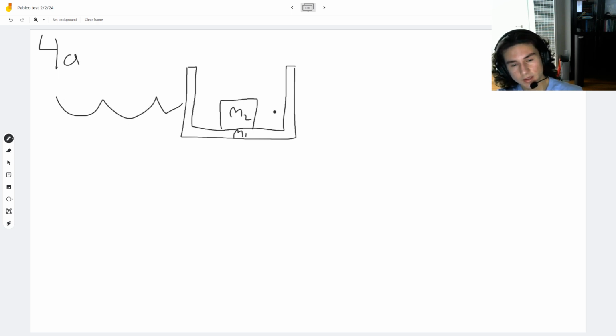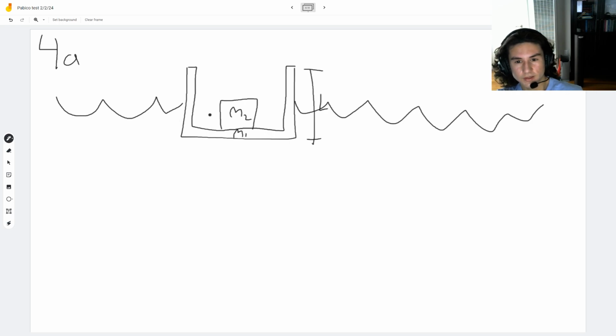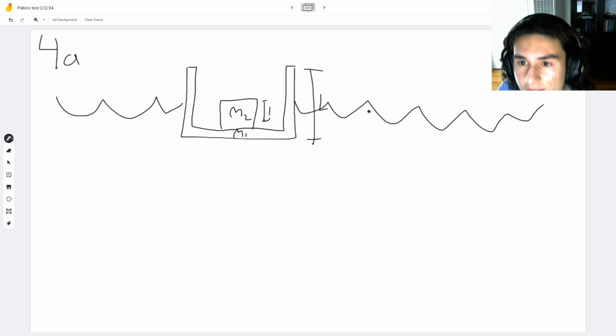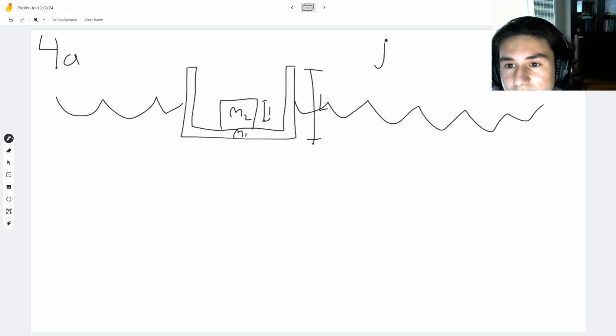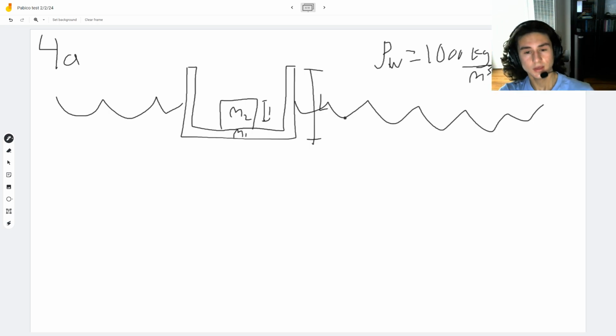And so this is floating along in some water, and they give you the length. We're assuming they're perfect squares. They give you length here, I'll make this little l, and then they ask what percent is submerged in water. We're also given that the density of water equals 1,000 kilograms per meter cubed. So it's asking basically what percentage of this is submerged.